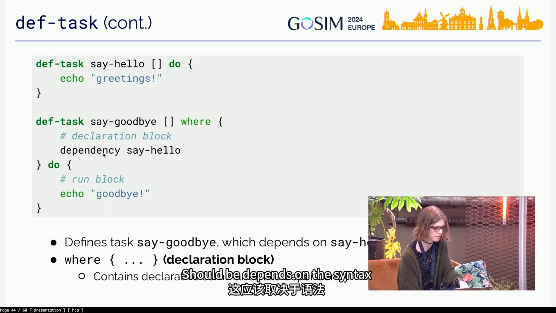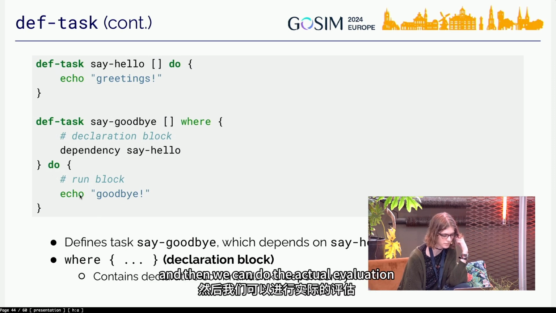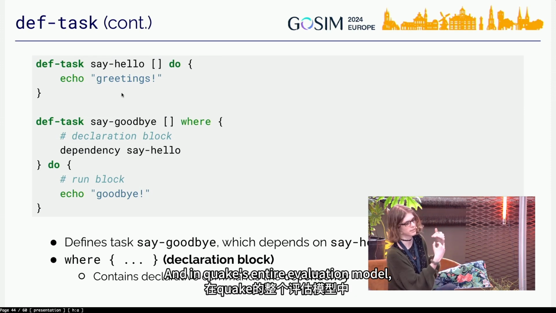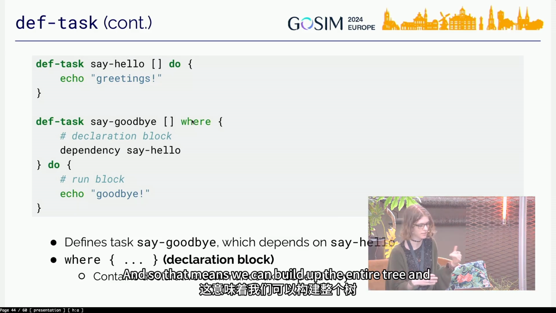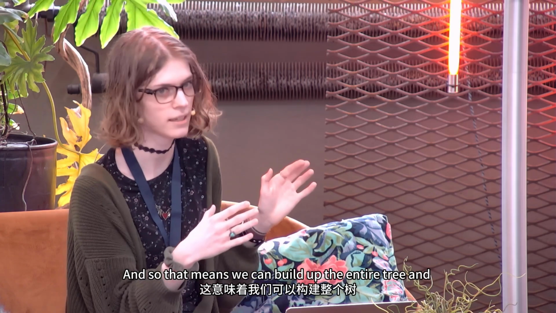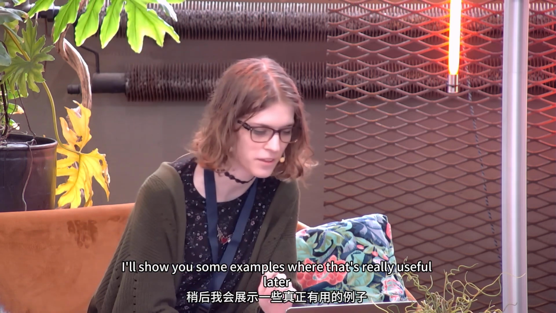It should be depends on, I updated the syntax, but we can declare that there's a dependency, sayHello, and then we can do the actual evaluation. And in Quake's entire evaluation model, all of these where blocks are evaluated first. And so that means we can build up the entire tree, and I'll show you some examples where that's really useful later.